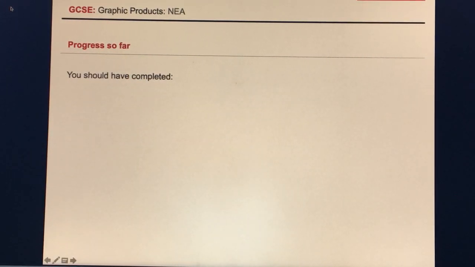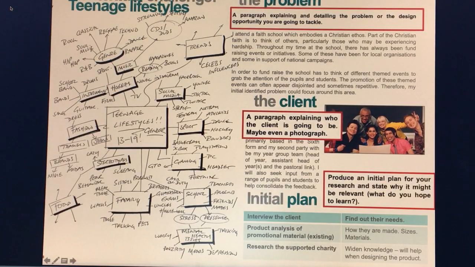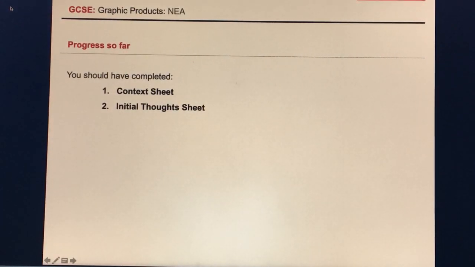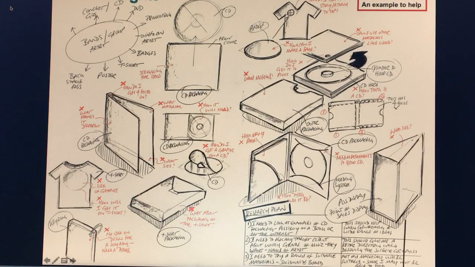You should have completed just a quick synopsis of this. A context sheet, which looks like this, has problem, client, initial plan and a spider diagram. Might have some photos of your client. Then you've got your initial thoughts, so that's where you've had a go at the brief, what your problem is, and then you've got your analysis down at the bottom here.